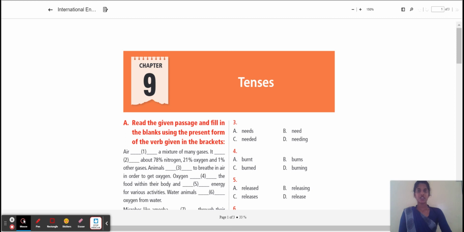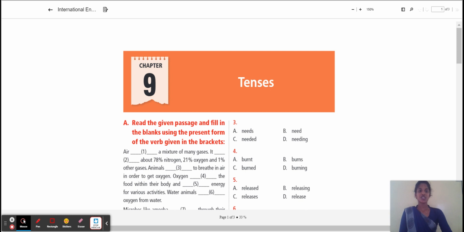Hello everyone. Here we can prepare for the International English Olympiad exam for grade 4, chapter 9: tenses. What is meant by tenses? Tenses mean the action of time. Action of time refers to tenses.